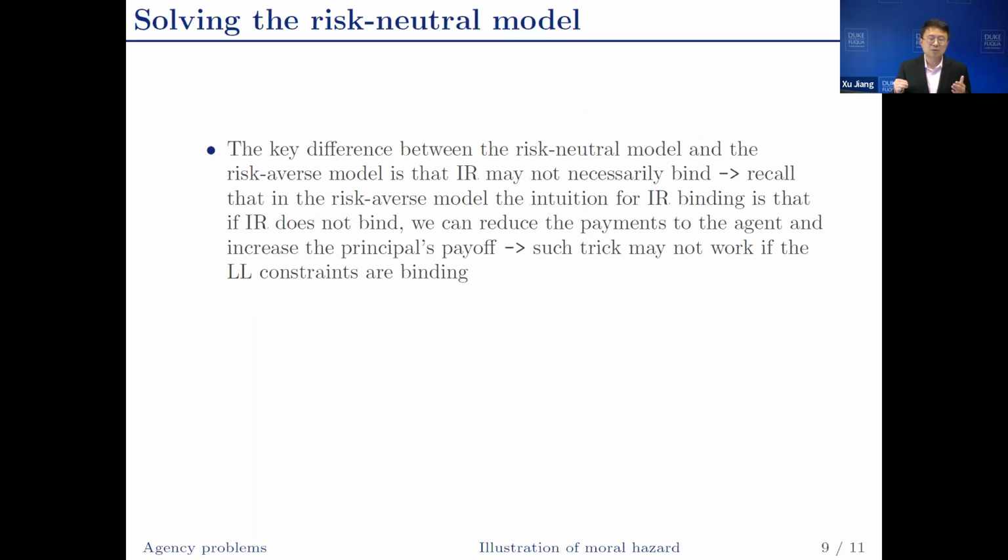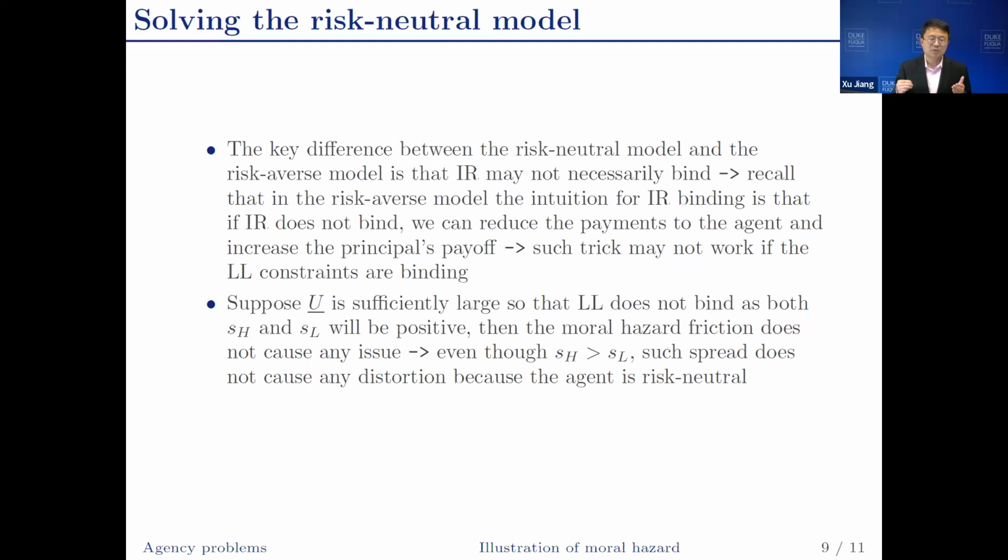So the key difference between the risk-neutral model and the risk-averse model is that in the risk-averse model, IR always binds. We already talked about the intuition: you don't leave money on the table. But in a risk-neutral model, IR may not necessarily bind. The intuition for IR binding in the risk-averse model is that you can always reduce the payments such that the agent still gets better than the reservation utility, but it increases the payoff of the principal. But in a limited liability case, it may not work because you cannot reduce your payments below some lower bound.